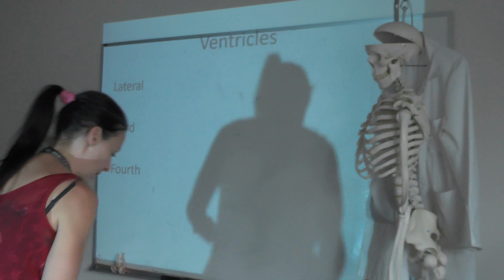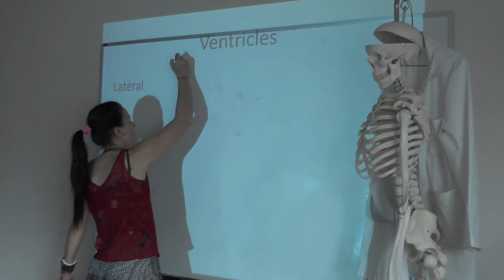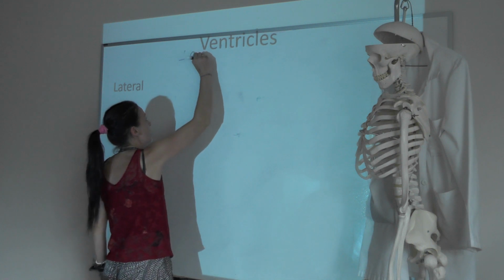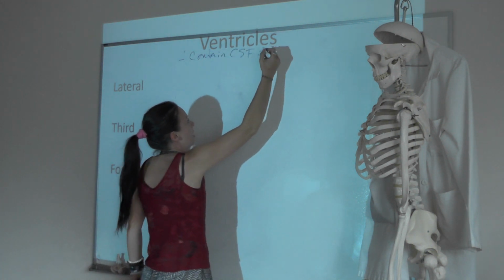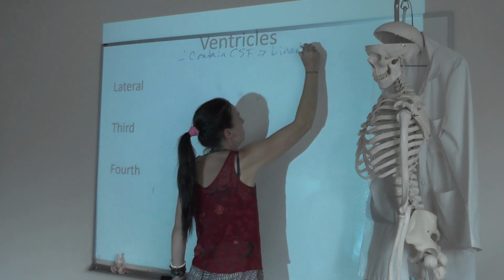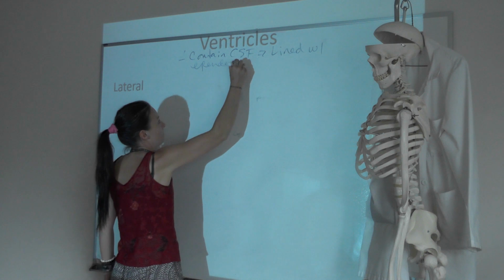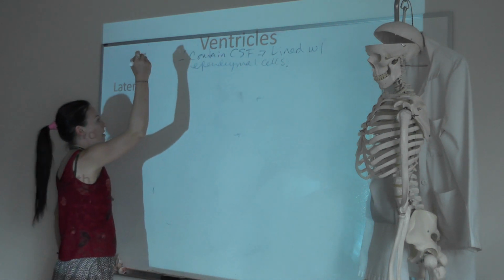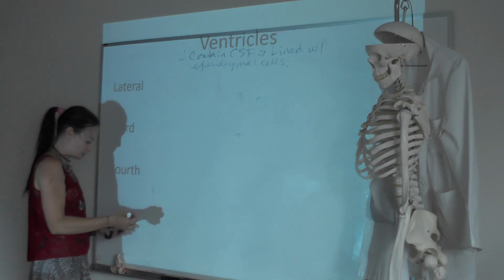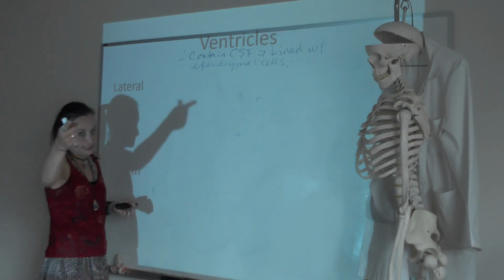Okay, so what do we have to say about this? Our ventricles contain CSF. They're lined with ependymal cells. We're going to talk about the functions of cerebrospinal fluid later, which is to give the brain buoyancy. But if you want to write it down, you can. I'm not writing it down.